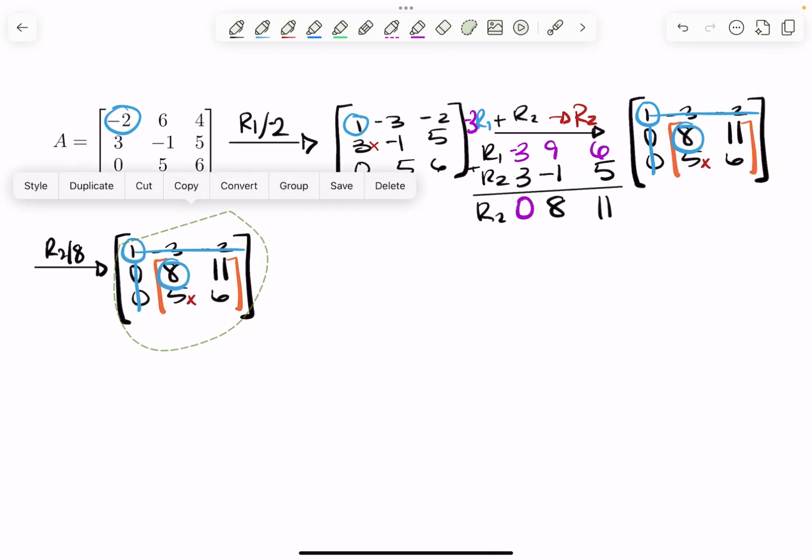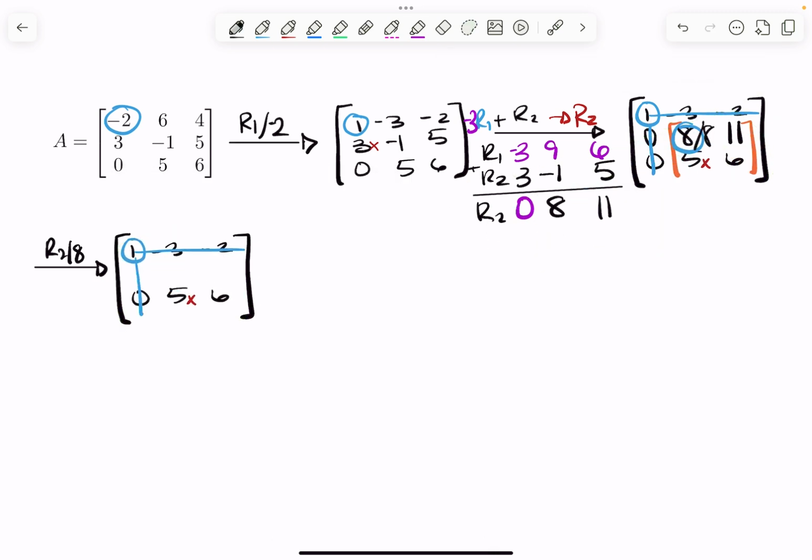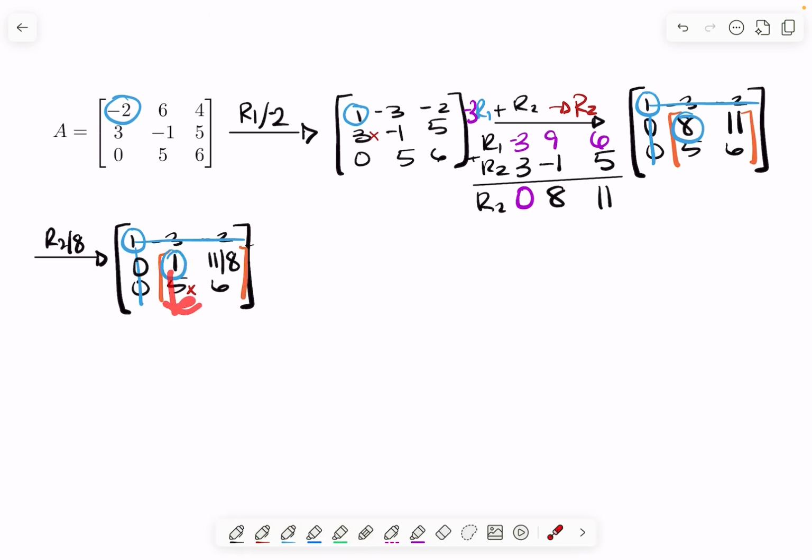So I'm going to just take this. The only row that's changing is row 2. So this divided by 8 is 1. This divided by 8 is 11 over 8. We have 0, 1, 11 over 8. Now this is still my pivot position, so I can continue killing everything below it. So I want to kill this 5. This 5 is in my row 3. I want to kill something that's in my row 3.